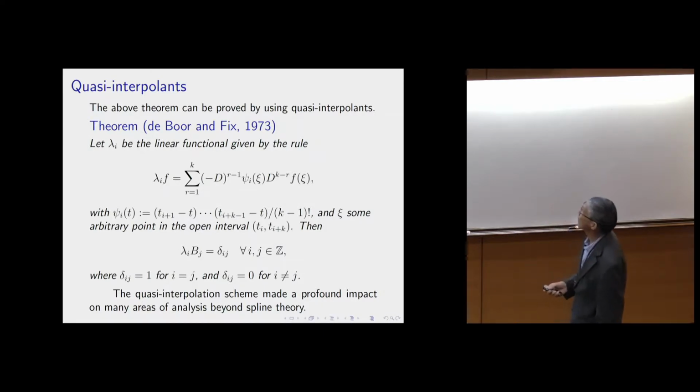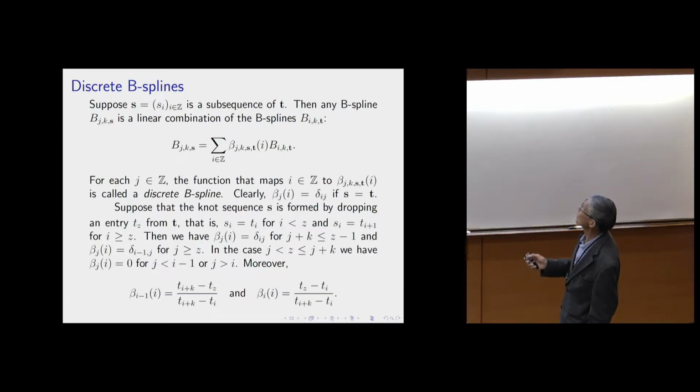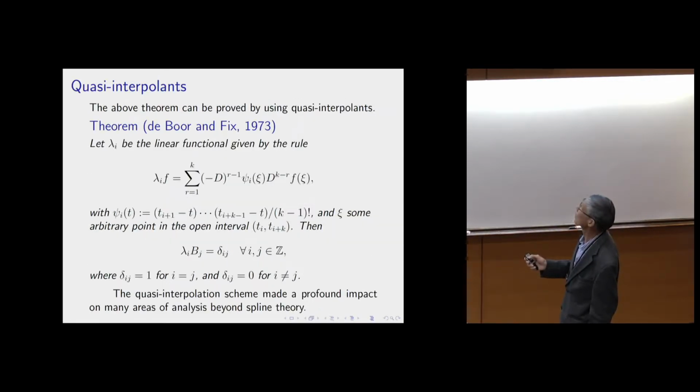Now, we have this famous de Boor and Fix quasi-interpolation. Their approach is different from Curry and Schoenberg. They introduce an explicit dual function, lambda_i. So lambda_i is explicitly defined.